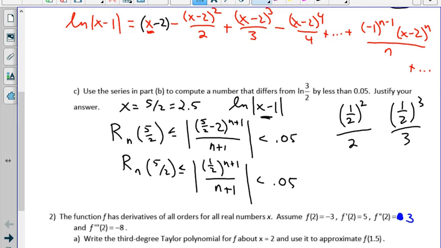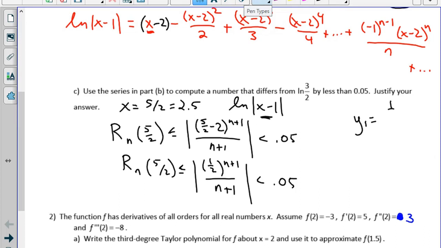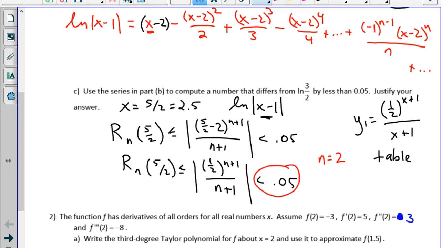So if n is 1, I'm going to get 2. If n is 2, I'm going to get 3, and so on, and figure out when this ends up being less than 0.05. Or you can also, in your y1, type in 1/2 to the x plus 1 over x plus 1, and then go to the table and look for when y ends up being less than 0.05. What you end up with here is that this occurs at n equals 2. This is the first time that it ends up being less than 0.05. So I'm going to use n equals 2.